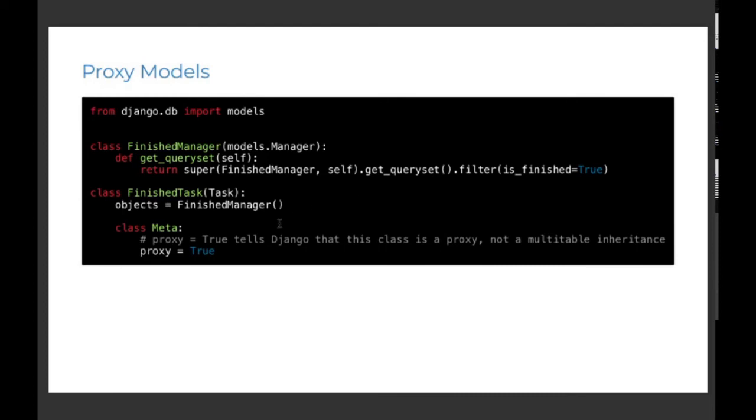So like I said, with proxy models, this is how you define a proxy model. This is a finished task, so that is a subset of a task. Objects is equal to FinishedManager, but I say class Meta, so again our inner class Meta, and then say proxy is equal to True. In a previous example, when we created an abstract class, we used abstract is equal to True. In this case, we use the proxy attribute.